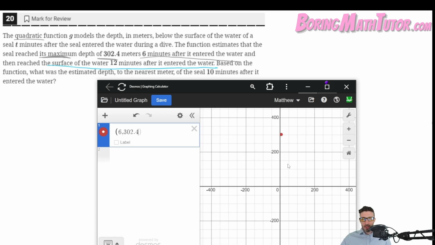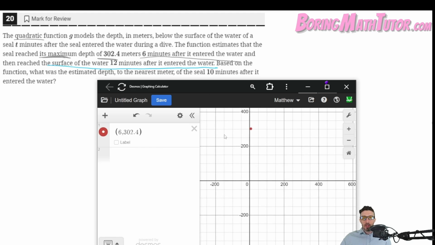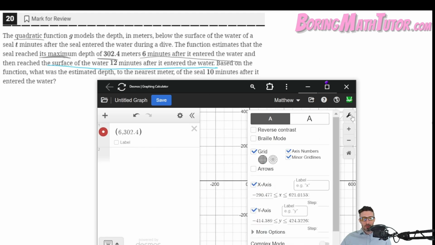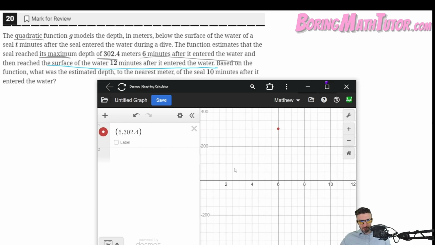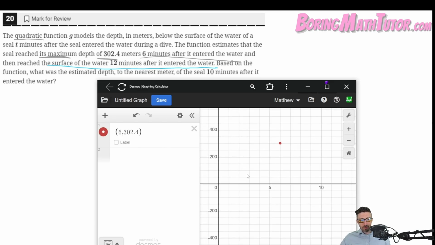Okay, it's up there, high in the sky, but we're really only dealing with up to 12 minutes. So I'm going to go to my window. Just help me look at this a little bit. And I'm going to change the max to 12 and the minimum to, let's say, 0. Okay, just zoom out a little bit. And now that's our point right there.